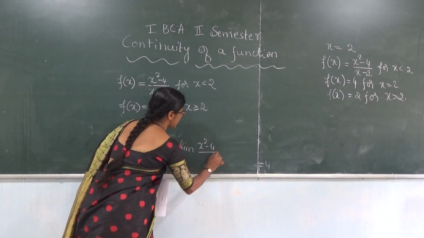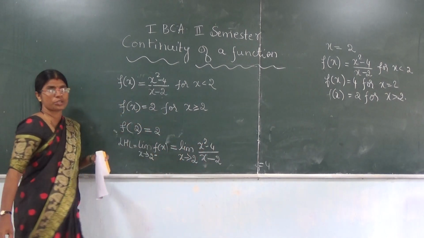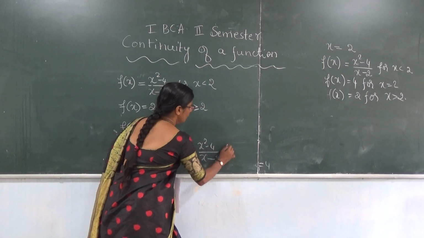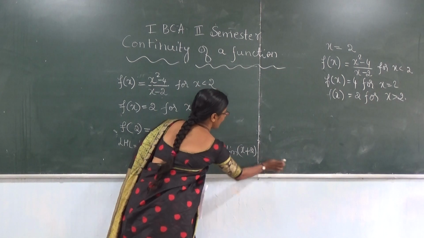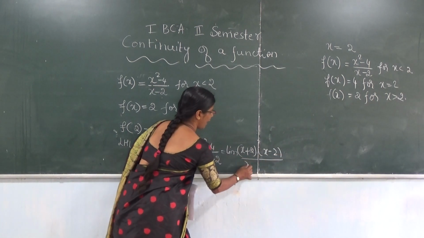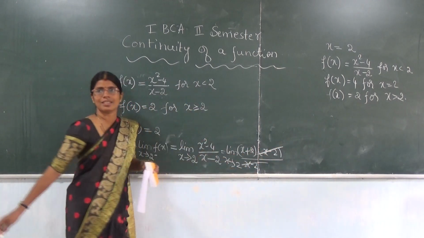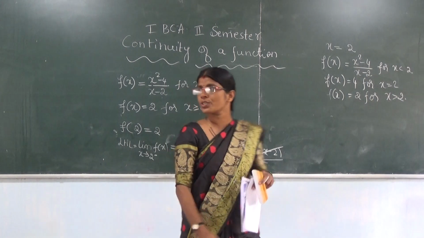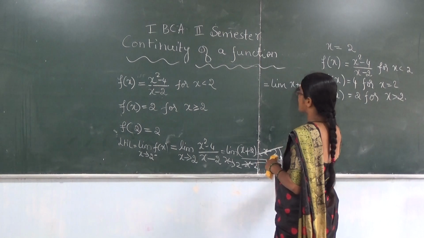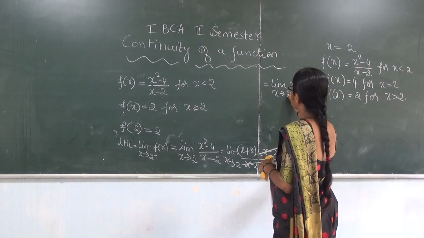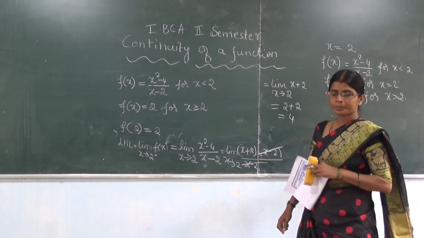Limit of x square minus 4 divided by x minus 2 as x tends to 2. So this is nothing but limit of (x plus 2) into (x minus 2) divided by x minus 2 as x tends to 2. So x minus 2 cancels, and you are getting limit of x plus 2 as x tends to 2, and that is equal to 2 plus 2 equal to 4.